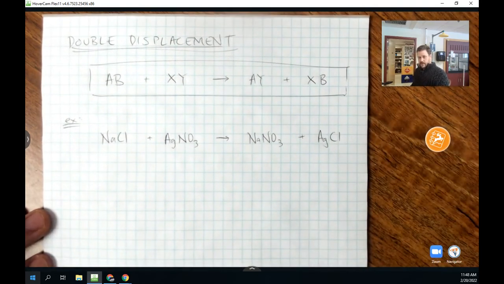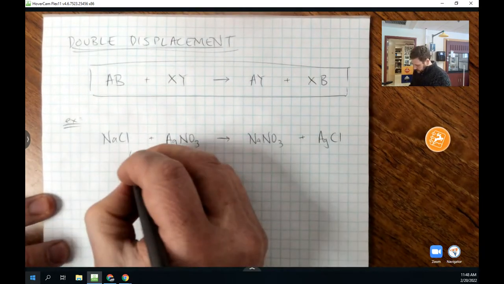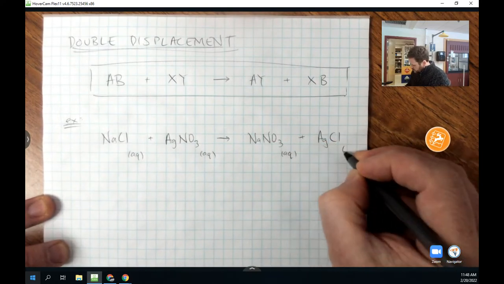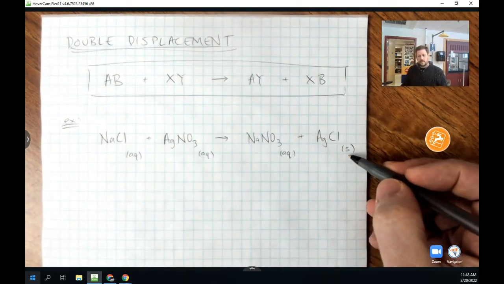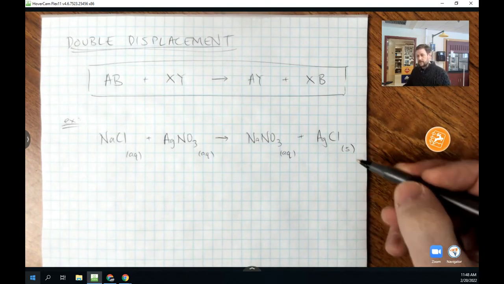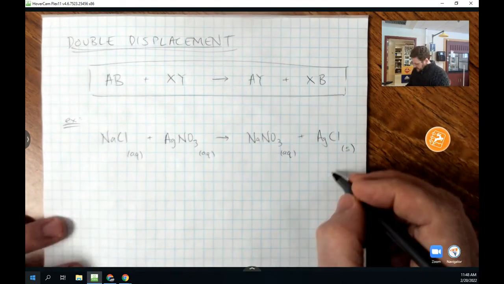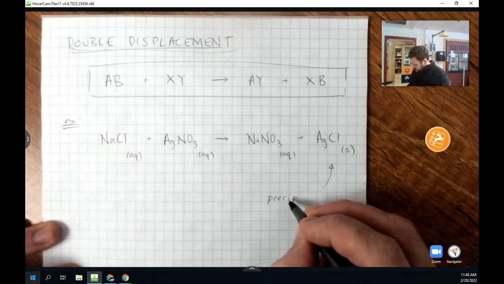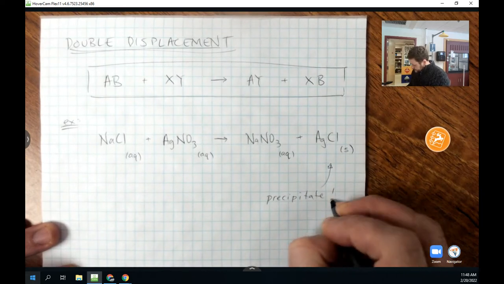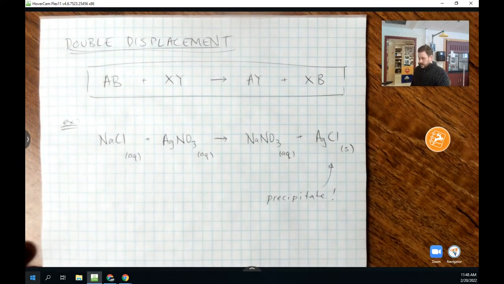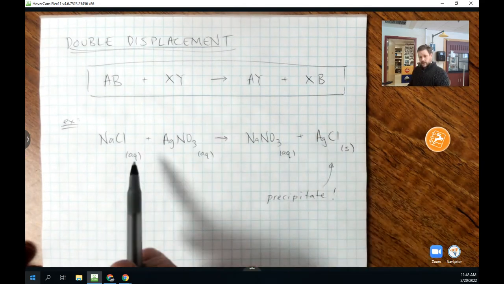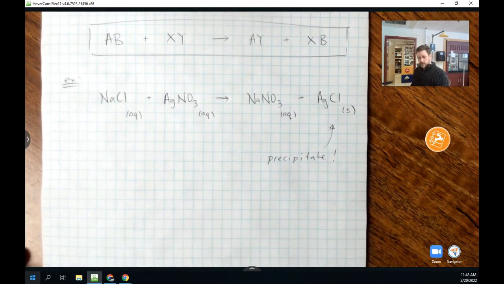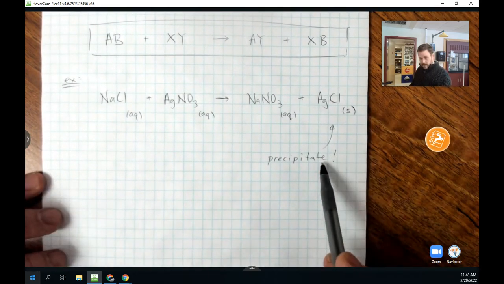Now, these double displacement reactions often occur in aqueous solution, so I'm going to add state symbols here, and may involve one insoluble product. And you'll notice that is what we call a precipitation reaction. A precipitation reaction is one that involves the formation of an insoluble product called a precipitate. Very commonly, double displacement reactions are going to have aqueous reactants, but one insoluble product. We call those precipitation reactions because they involve the formation of a precipitate.